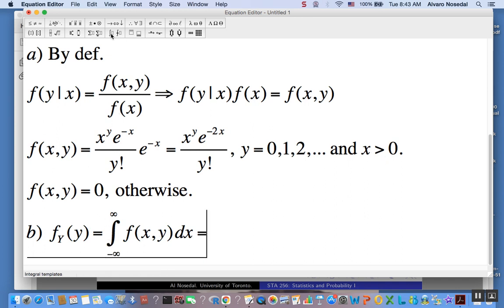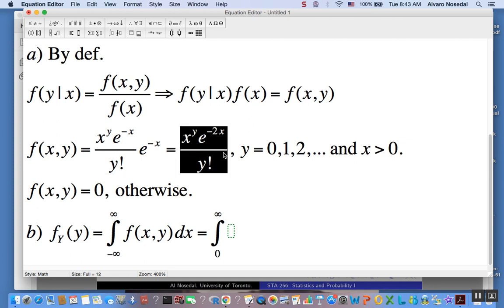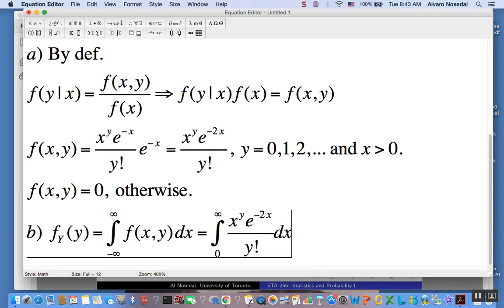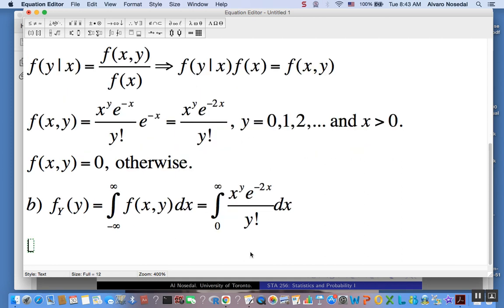Okay, so let me write that down. We want the integral from 0 to infinity of this guy. This is our joint, and we want to integrate that expression with respect to x. Now, that y factorial looks scary in that integral, but once we realize that we are integrating with respect to x, this guy is a constant. So we get to factor it out.